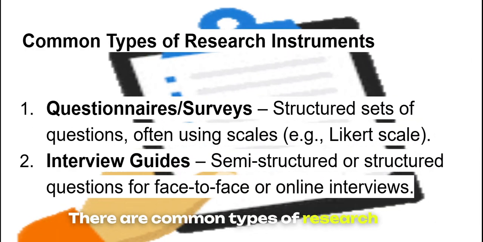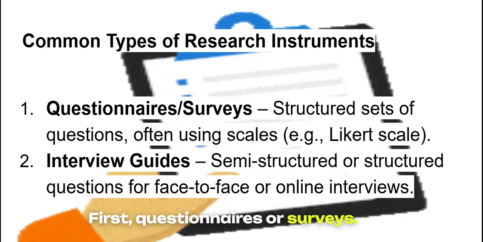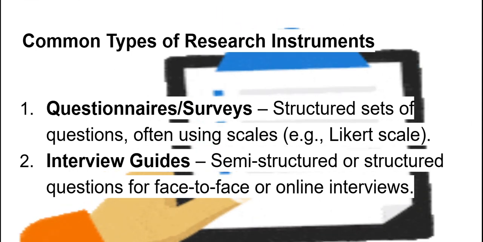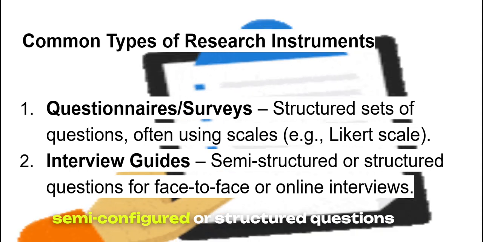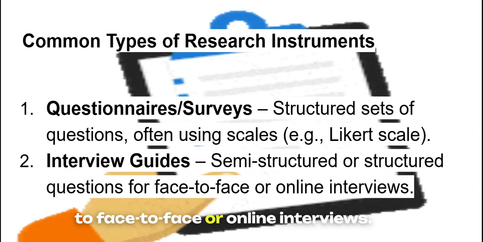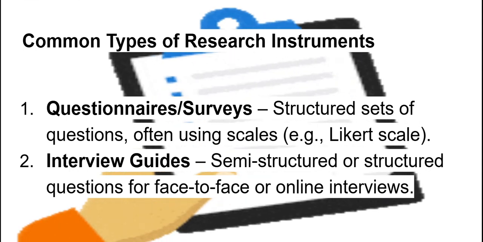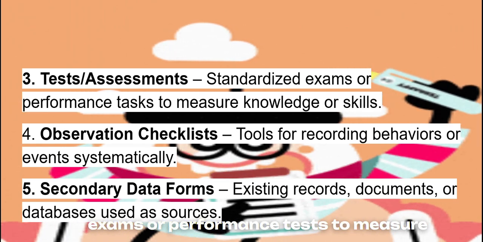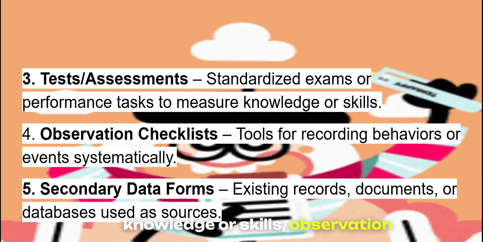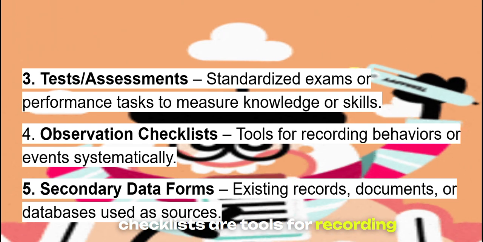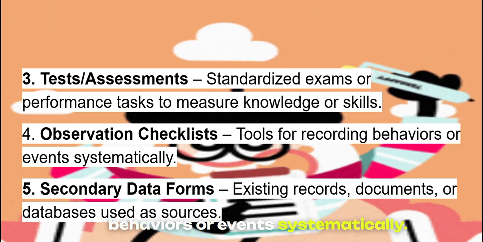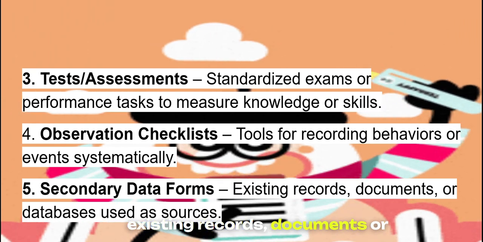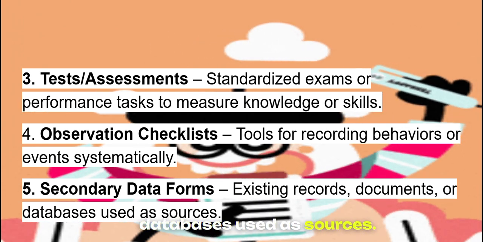There are common types of research instruments. First, questionnaires or surveys. This is a structured set of questions, often using scales, for example the Likert scale. Second, interview guides, semi-structured or structured questions for face-to-face or online interviews. Third, tests or assessments, standardized exams or performance tests to measure knowledge or skills. Fourth, observation checklists are tools for recording behaviors or events systematically. Fifth, secondary data forms. These are existing records, documents, or databases used as sources.